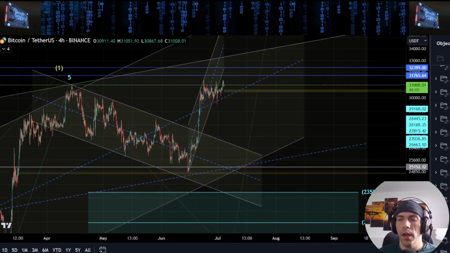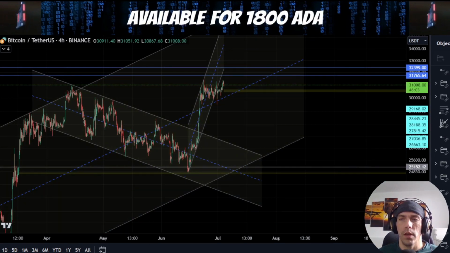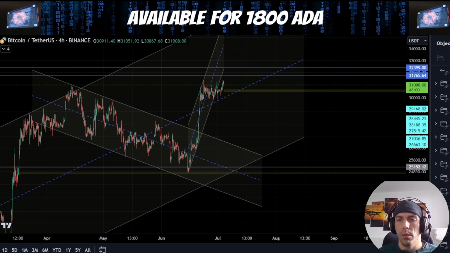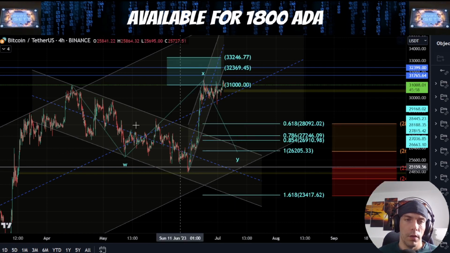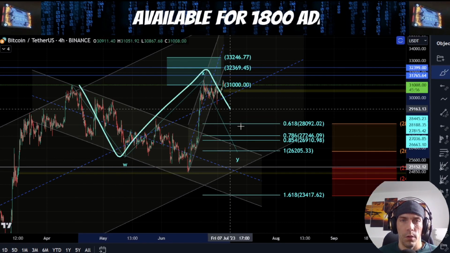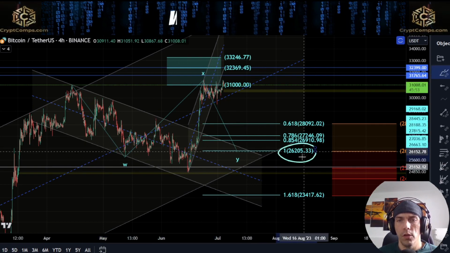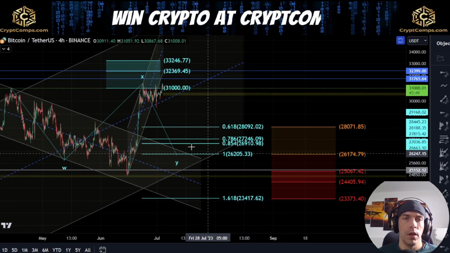Now, if we are looking at that idea of seeing that bigger breakdown here, what we were talking about is looking at this as either a bigger W, X, and we're looking for a Y wave to the downside, in which case that 1-to-1 is this 26,200 level.